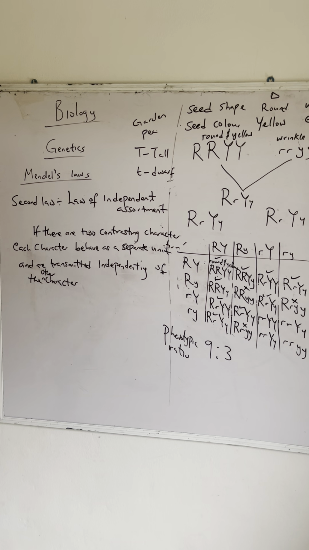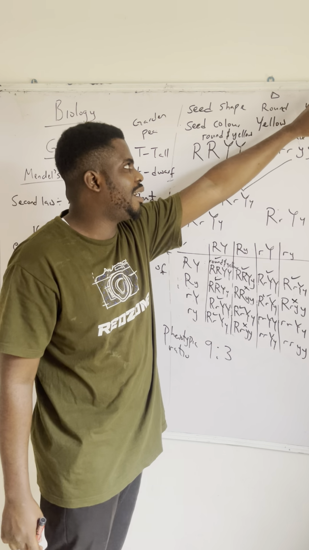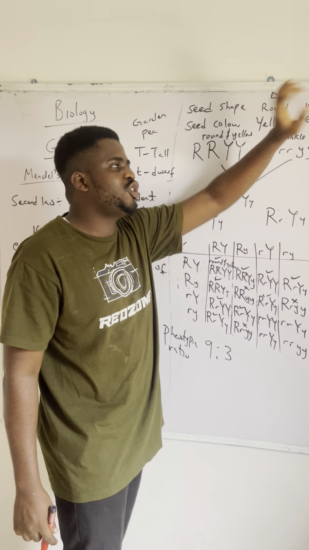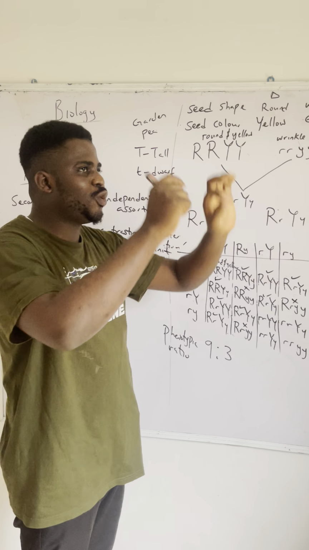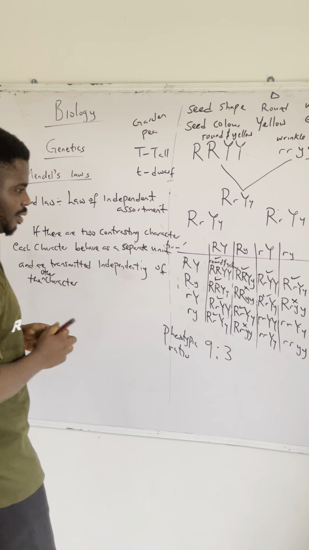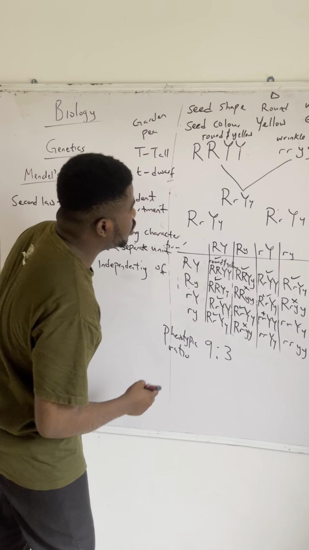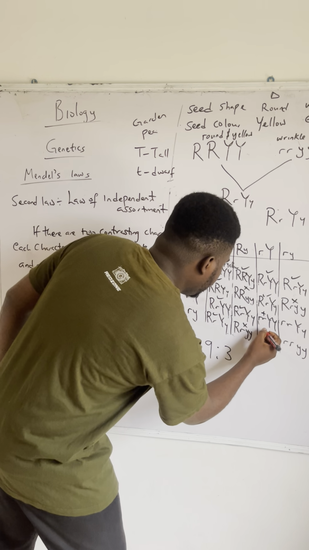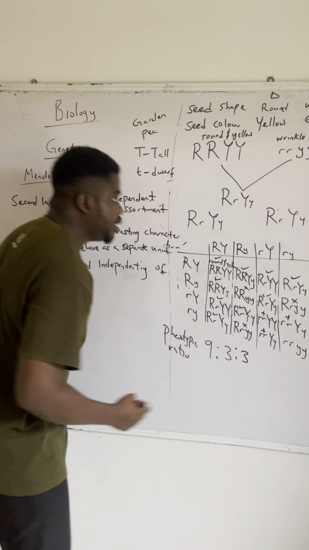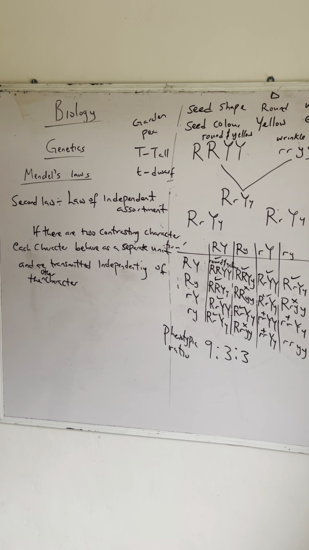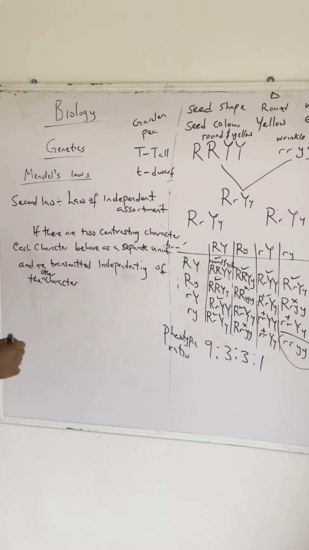So now for wrinkled and yellow, we have small letter r, because this is a recessive gene. Two small letter r, and it must have at least one capital letter Y. So this one is wrinkled and yellow, wrinkled and yellow, and wrinkled and yellow, also 3. Then the last one is wrinkled and green. It's only this one. So that is the phenotypic ratio.